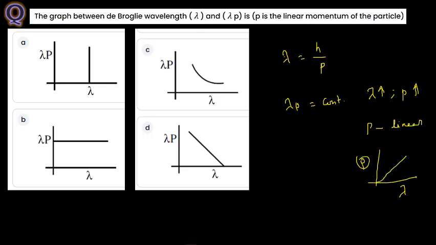But here they have mentioned only that momentum is linear. So in that case, what I am mentioning here is lambda p equal to constant. So as the lambda value keeps on increasing, at the same time the p value will also increase, so that it will be equal to constant. So lambda p will be equal to constant. In this case, as lambda increases, at the same time the lambda p value will also increase linearly. So the answer in this case is this.